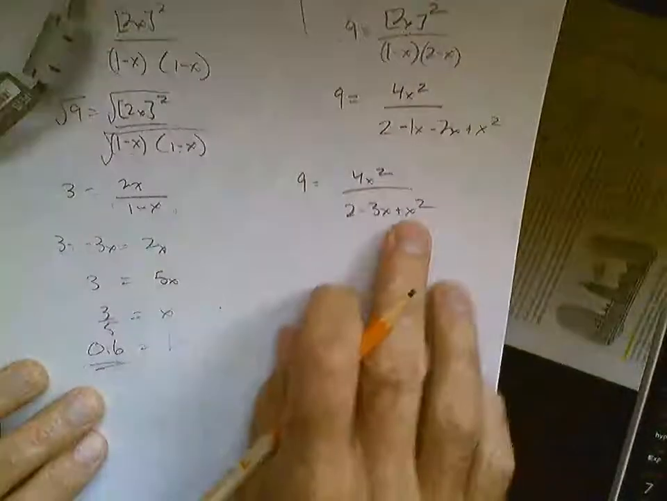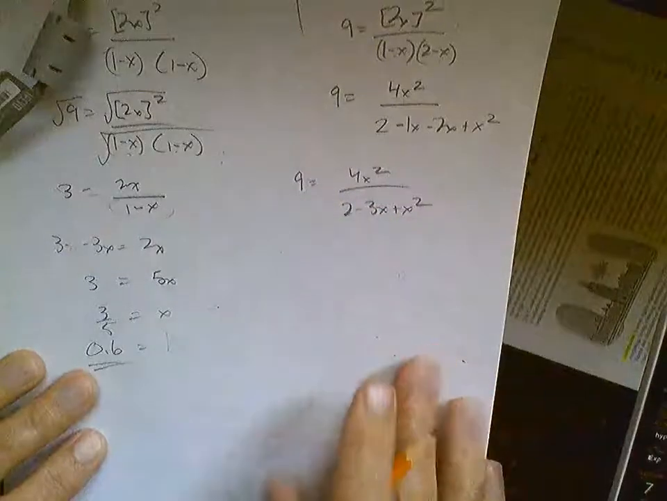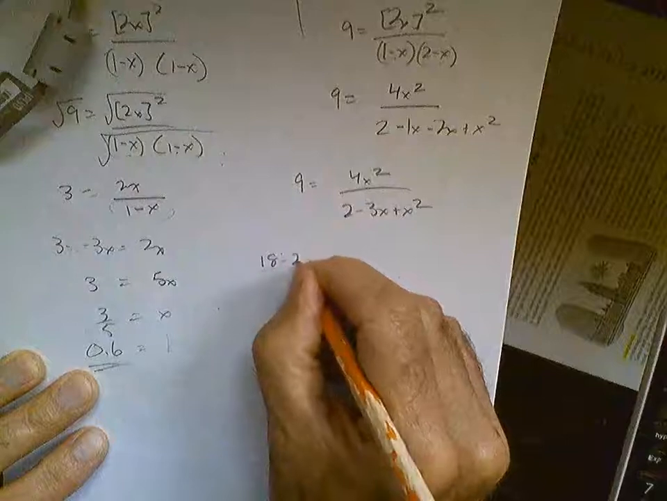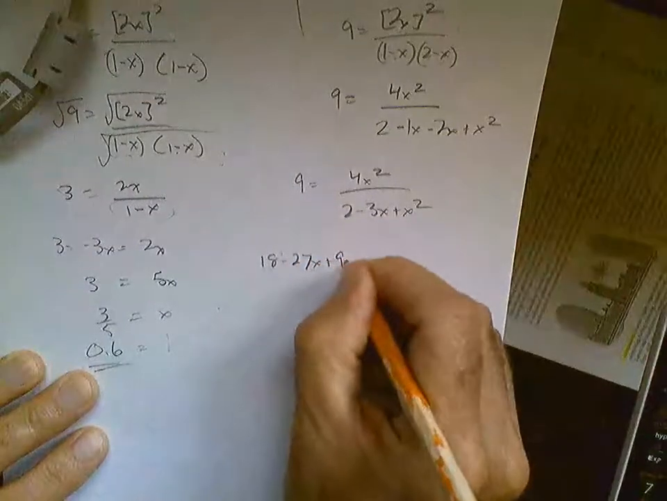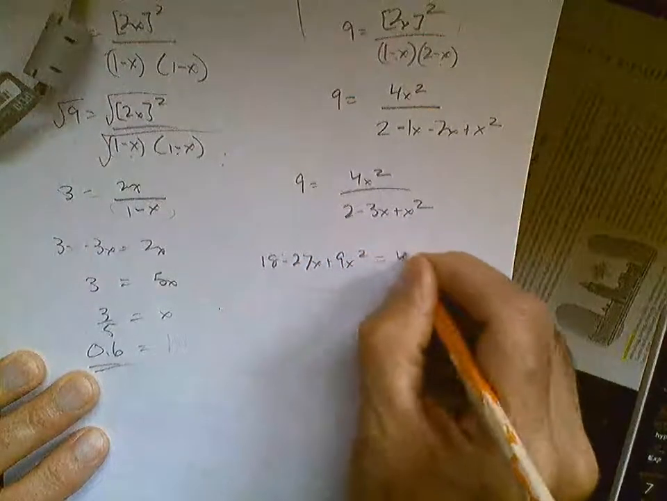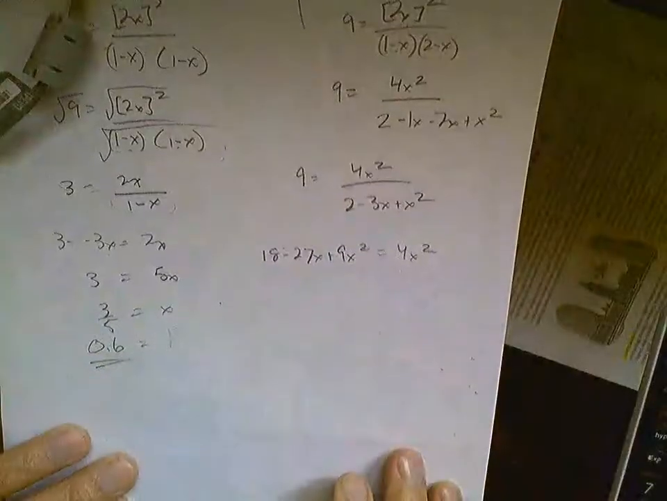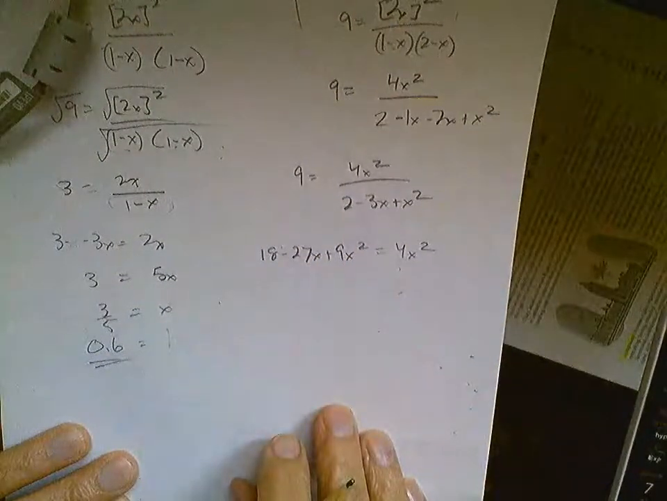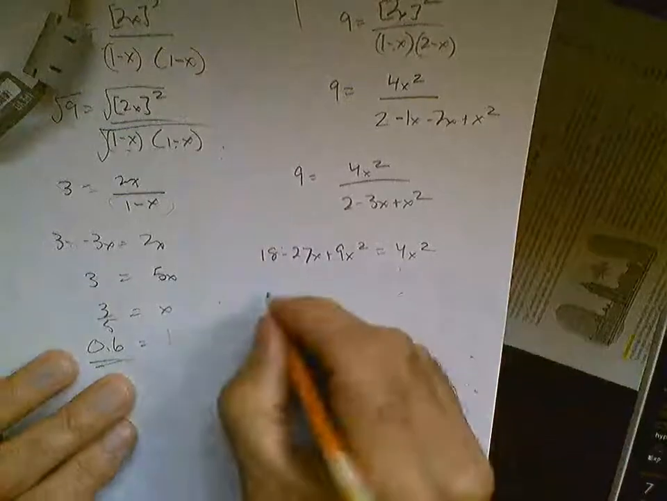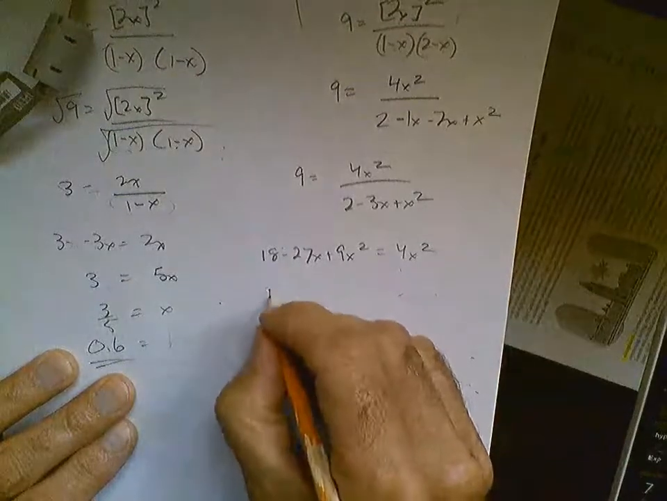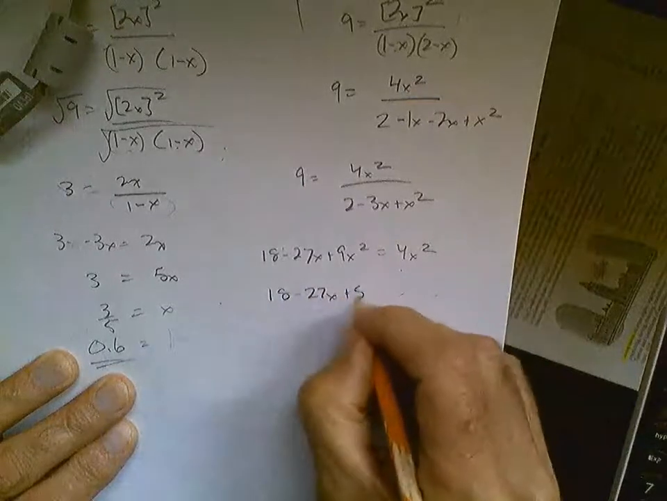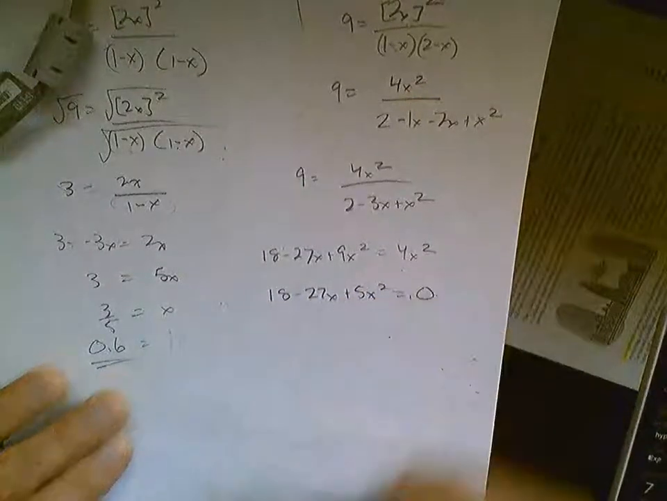Now what we want to do is bring this up over here and multiply through. 9 times 2 is 18 minus 27x plus 9x squared equals 4x squared. I want to bring the 4x squared over here, so I've got all the x squareds on one side. So it is going to be 18 minus 27x plus 5x squared equals 0.